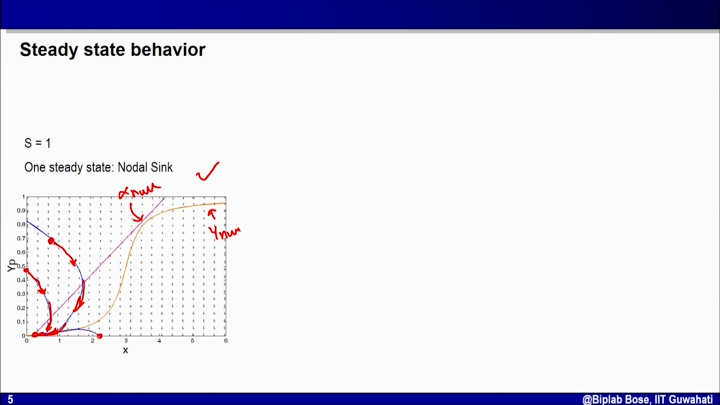Here, if you have started at this point at t equal to 0, then you can collapse again on that same steady state. So this steady state, if you do exhaustive analysis, which is beyond the scope of this course, you will find that this steady state is a nodal sink. I have only one steady state at S equal to 1, and that's a stable nodal sink.